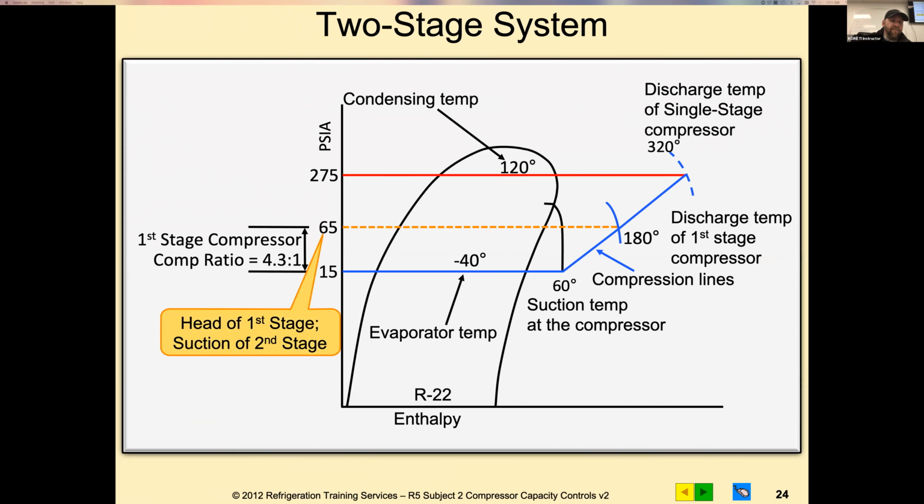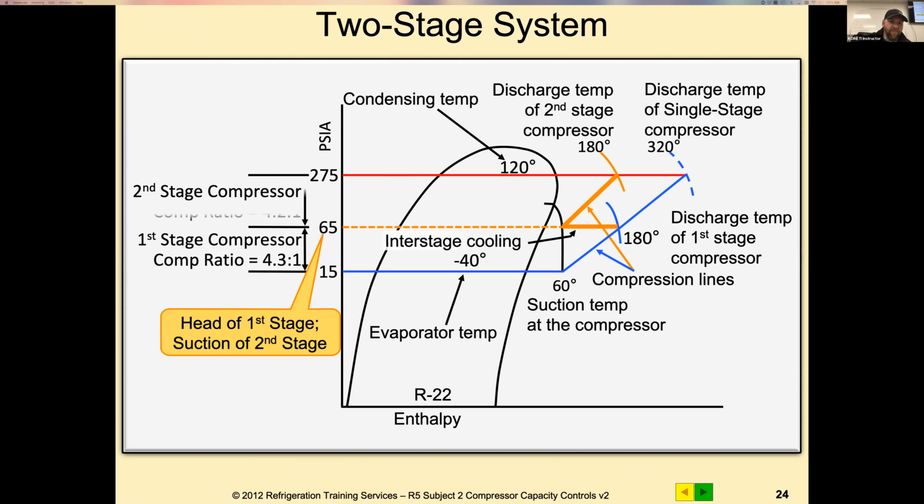You're cutting that cycle in half, which even does more effect. You don't go 9 to 1. You go all the way down to 4.3 to 1. So just by cutting that load in half or going two-stage, it takes you from an 18 to 1 compression ratio all the way down to a 4.3 and 4.2 to 1. So much better for the equipment.